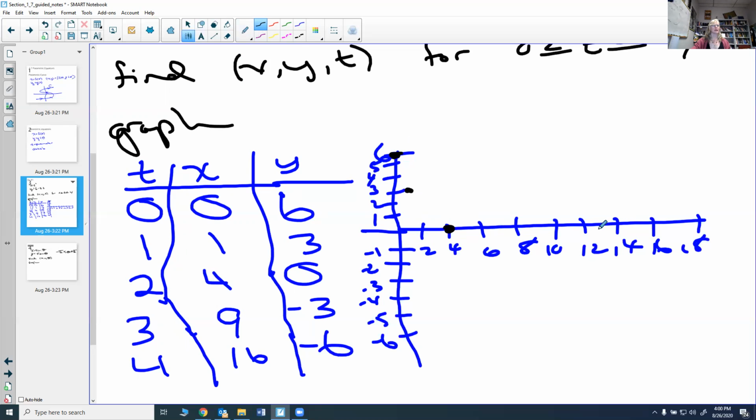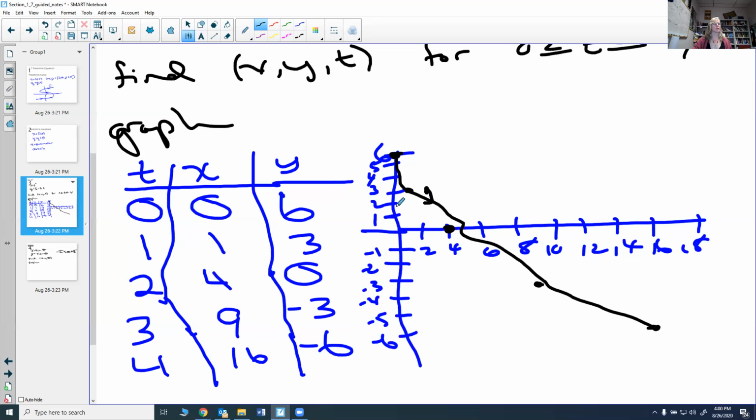Then x is 9 and y is negative 3. And then x is 16 and y is negative 6. And if I connect these dots up, it looks something like this. And the more important thing is, first off, it just started here and ended here because t was restricted between 0 and 4. So we're not going to draw arrows on the end of that.